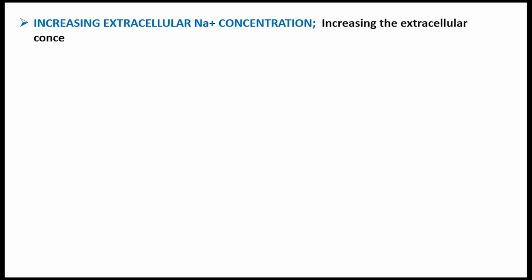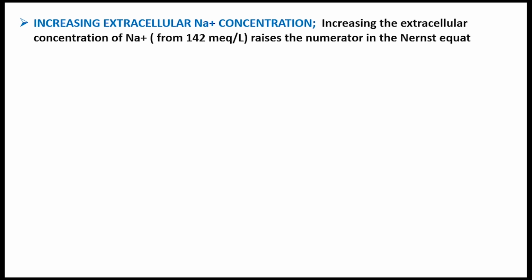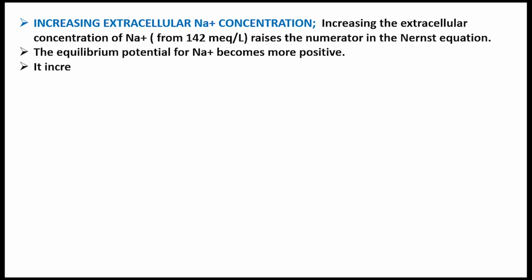Increasing extracellular Na+ concentration. Increasing the extracellular concentration of sodium from 142 milliequivalent per liter raises the numerator in the Nernst equation. The equilibrium potential for sodium becomes more positive, increasing the excitability of neurons and muscle cells.